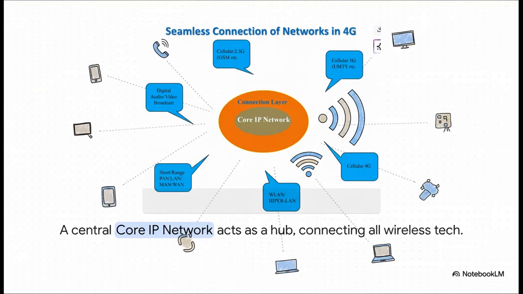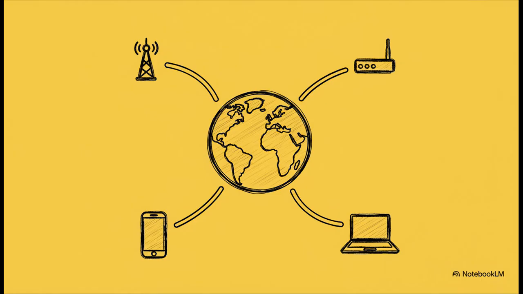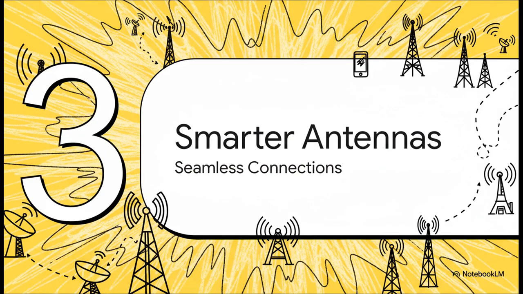Okay, now this diagram really shows you what I'm talking about. Look right there in the middle. You have the core IP network. Think of it like a universal hub. It's designed to connect to literally everything. It doesn't care if you're on a 3G signal, a 4G signal, or even your home Wi-Fi. The whole point is to bring all of those different connections together, seamlessly. And that's because the goal here was way bigger than just making phones faster. It was about creating a truly seamless wireless world. The ambition was to make us a permanent part of the internet, all guided by this one big principle: always be connected.